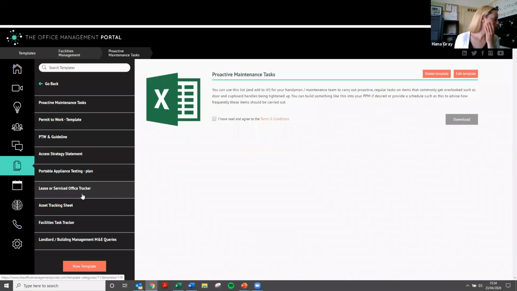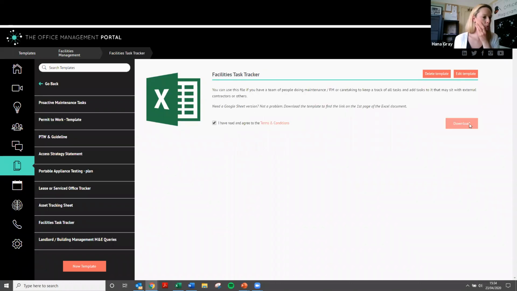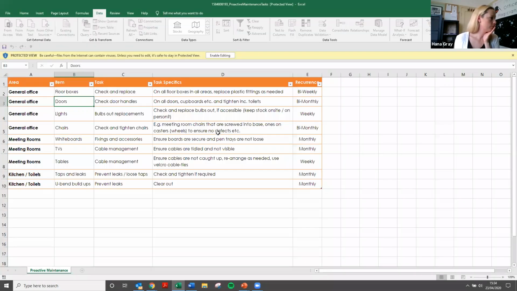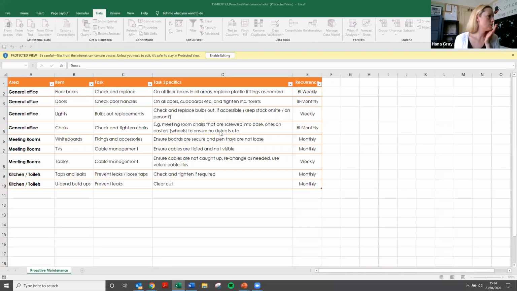What else have we got? PAT plan, I think we looked at another time, but that's in there. Facilities task tracker, what was this that I put together? Some of these I made so long ago. Let's have a look.